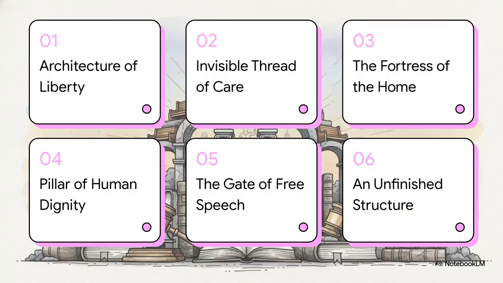All right, so here's our blueprint for today. We're going to start with the invisible threads of care that connect all of us. Then we'll move to the fortress of the home, the absolute central pillar of human dignity, and wrap up with the open gate of free speech. You'll see how these pieces fit together to build the structure that protects every single one of us.